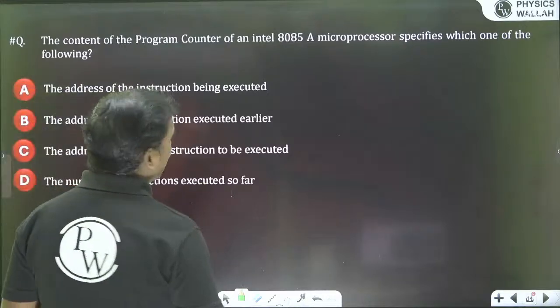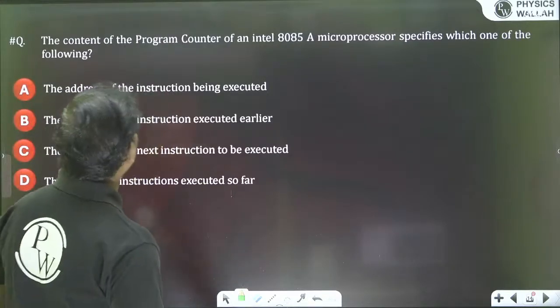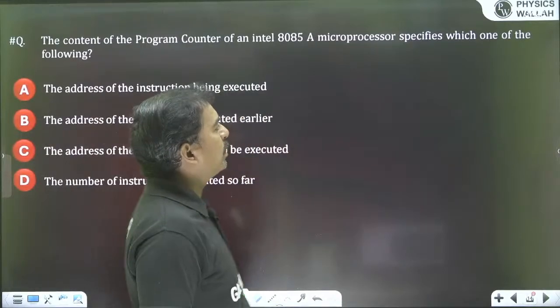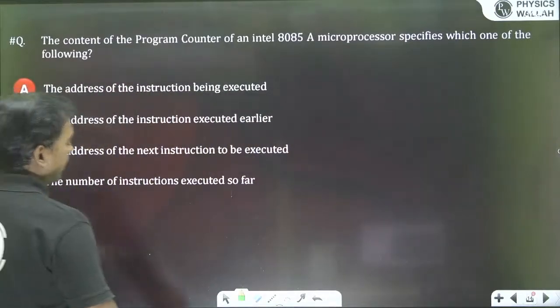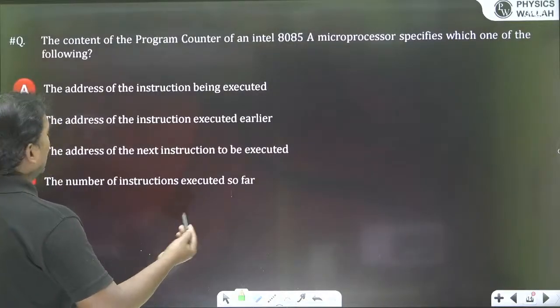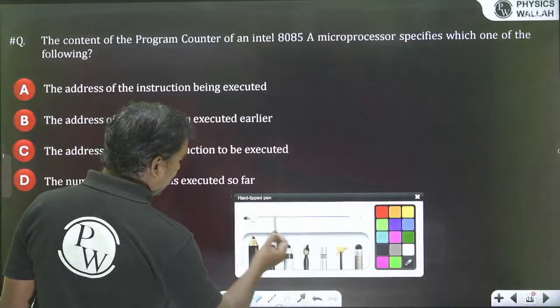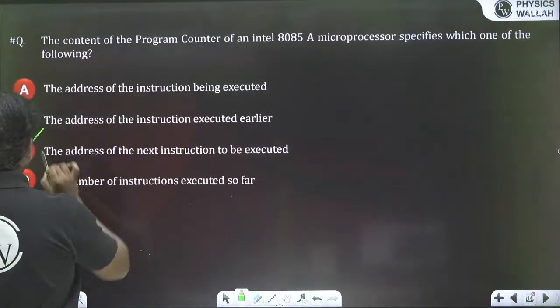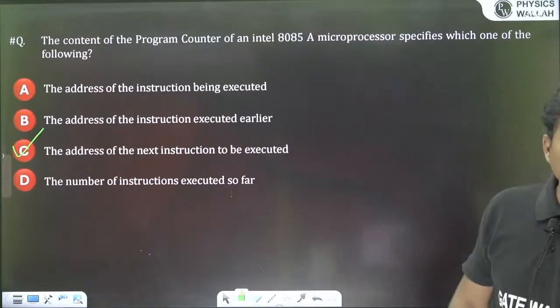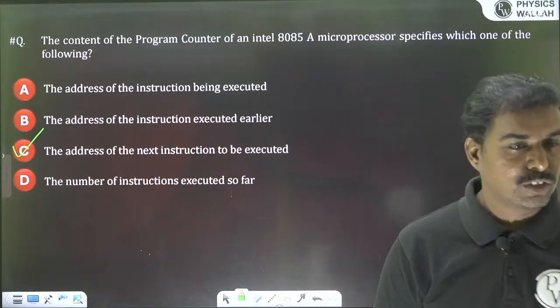PC always holds the address of the next instruction to be executed. The content of the program counter of an Intel 8085 microprocessor specifies which one of the following: the address of the instruction being executed, the address of the instruction executed earlier, or the address of the next instruction to be executed. So the right answer is the address of the next instruction to be executed. Option C is the right answer.